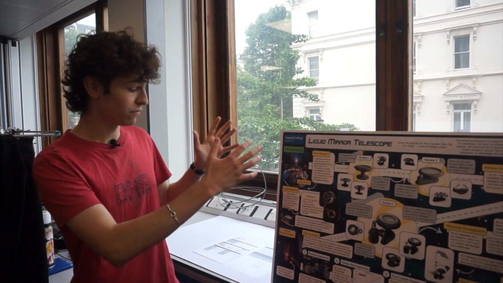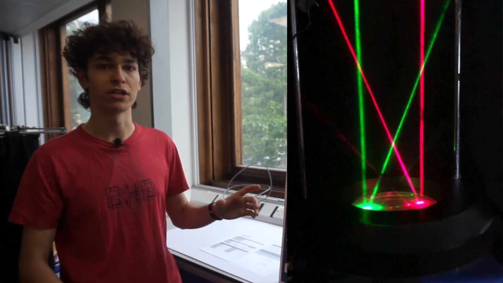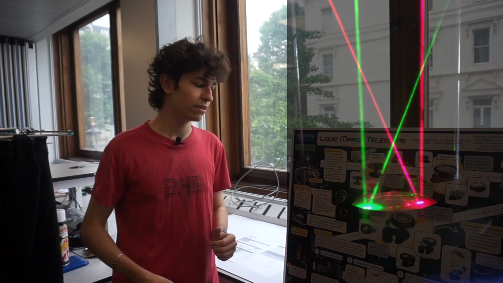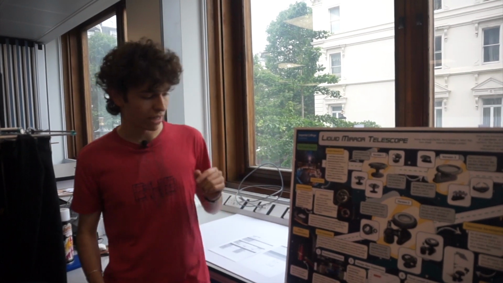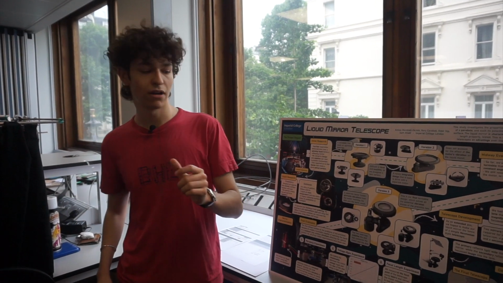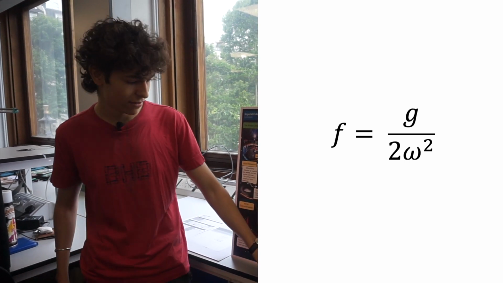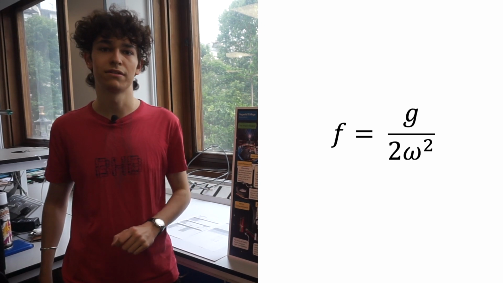A parabolic surface reflects all the rays coming towards it, and collects them at one point, which is called the focal point. The focal length of a mirror is the length between the focal point and the base of that mirror. The focal length of the mirror and the rotational speed are linked by this simple equation, where F is the focal length, G is the strength of gravity on Earth, and omega is the rotational speed.